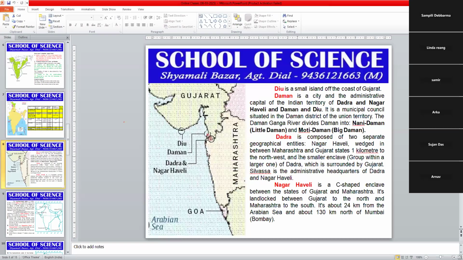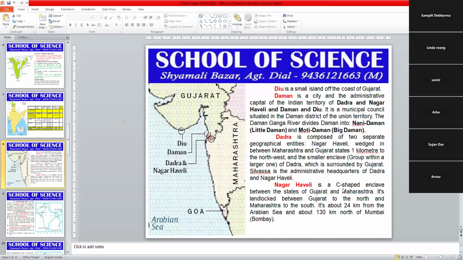So you just see which two states share their borders with Dadra. It is both Gujarat and Maharashtra. And Gujarat states 1 kilometer to the northwest and the smaller enclave. Enclave means what? A group within a larger one, of Dadra, which is surrounded by Gujarat. Silvassa is the administrative headquarters of Dadra and Nagar Haveli. What is the administrative headquarters? Silvassa. Then we have got Nagar Haveli.